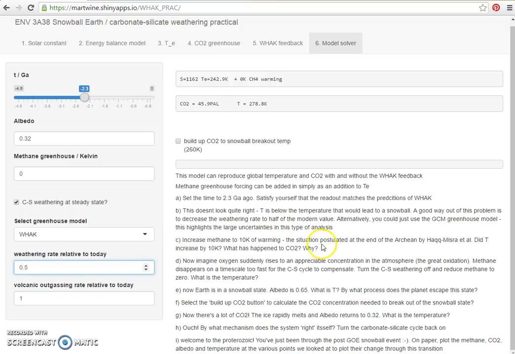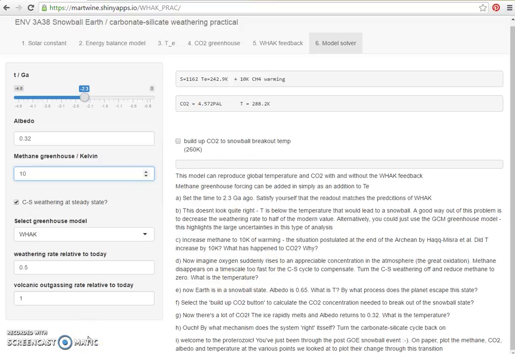So at the end of the Archean, there's the paper by Haqq-Misra et al. that we looked at in one of the lectures. If we whack up methane warming to 10 degrees Celsius, then the temperature hasn't quite increased by 10, because the CO2 concentration has gone down because of the response to the carbonate silicate weathering feedback. So here we are, just before the Great Oxidation event. There's lots of methane in the atmosphere. As a result, there's not lots of CO2 in the atmosphere.